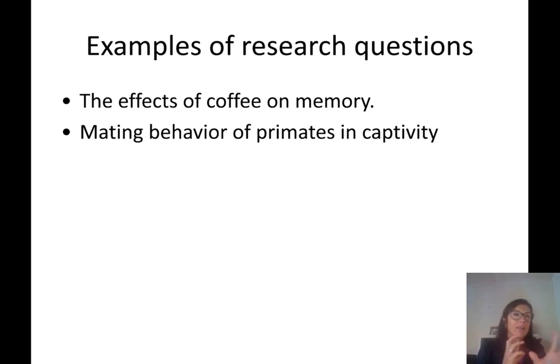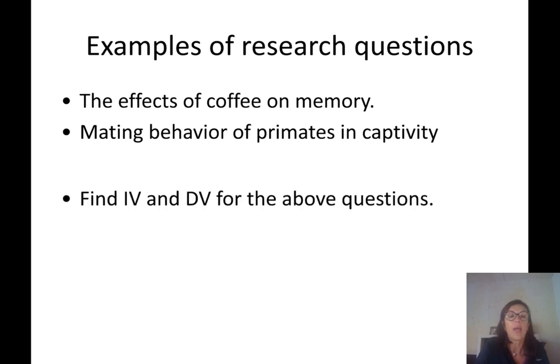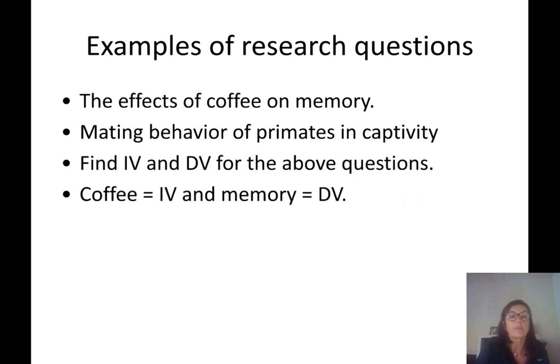And usually it only makes sense if it goes in one direction. So I would say the effects of captivity on mating behavior. So now it's clear. Now I know, whatever follows effects of is my independent variable. And I said the effects of captivity, so that's my independent variable, on mating behavior, right? The other way around, it doesn't make sense. The effects of mating behavior on captivity, that doesn't make any sense.